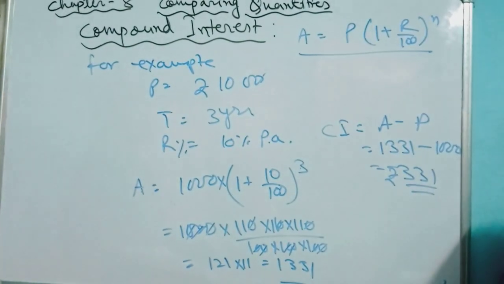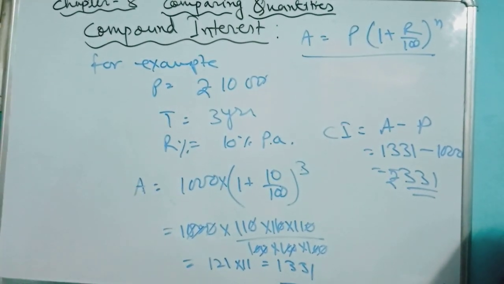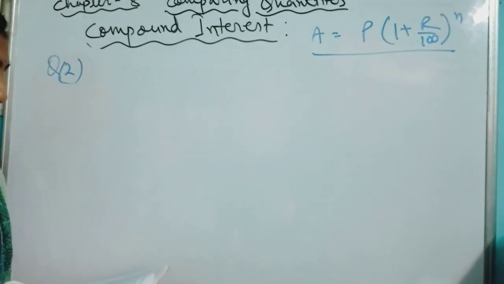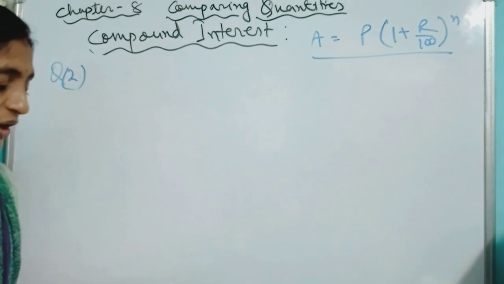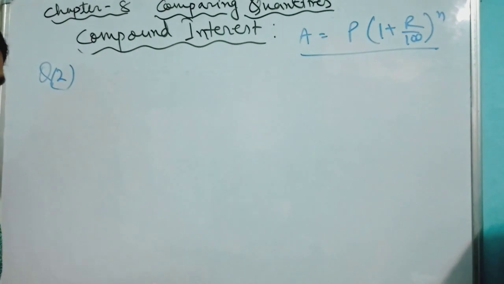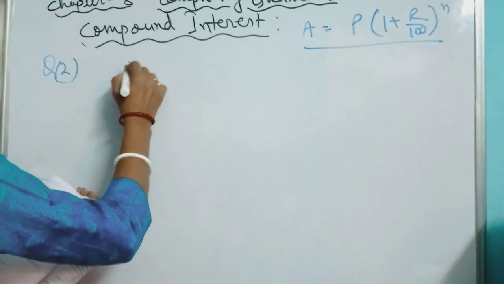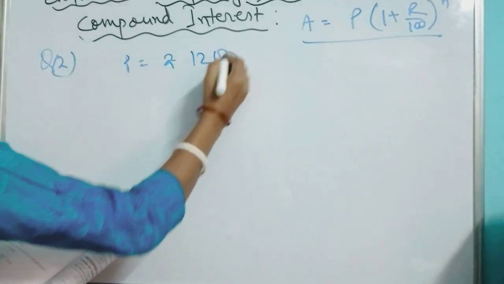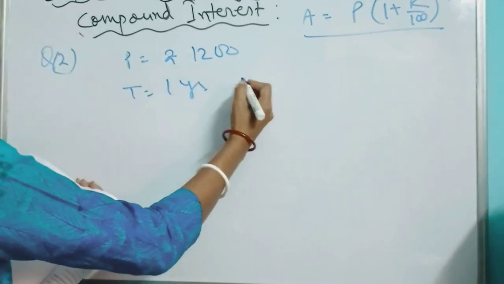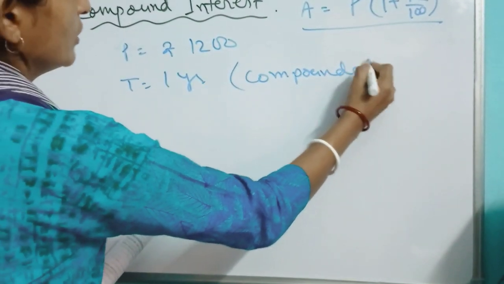Okay, let's come to a different kind of question where the rate of interest will be compounded yearly or quarterly. Here I have taken the second question, where you have been asked to find the compound interest on rupees 1200 for 1 year at 20% per annum. This is the rate of interest when the interest is compounded quarterly. So what are the things that have been given? First, the principal has been given, rupees 1200. Then time has been given, it is 1 year, but one condition has been given, it will be compounded quarterly.